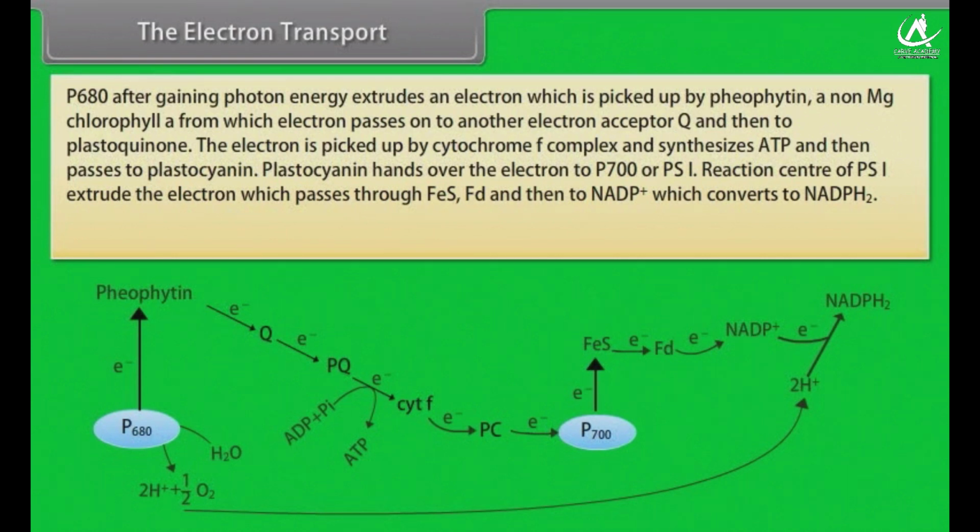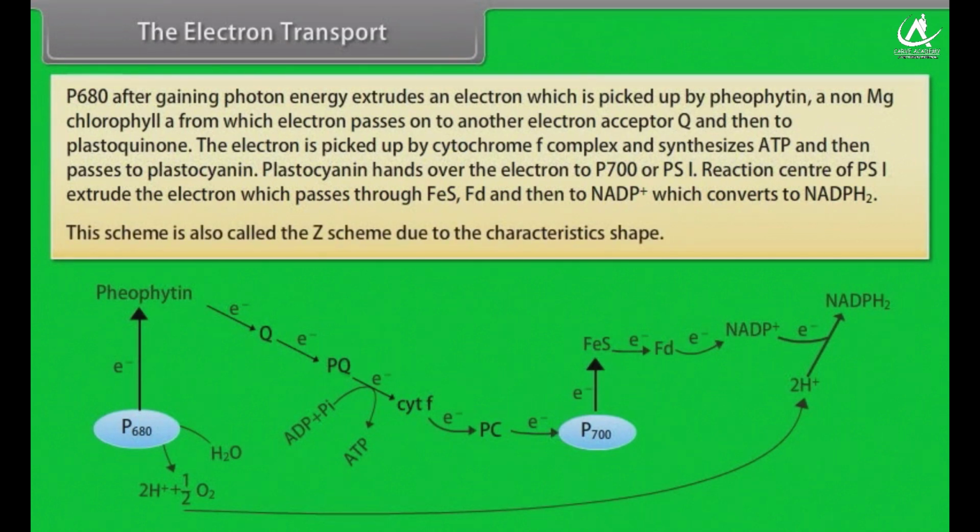The electron is picked up by cytochrome F complex and synthesizes ATP and then passes to plastocyanin. Plastocyanin hands over the electron to P700 or PS1. The reaction center of PS1 extrudes the electron which passes through FeS, Fd and then to NADP+, which converts to NADPH2. This scheme is also called the Z scheme due to the characteristic shape.